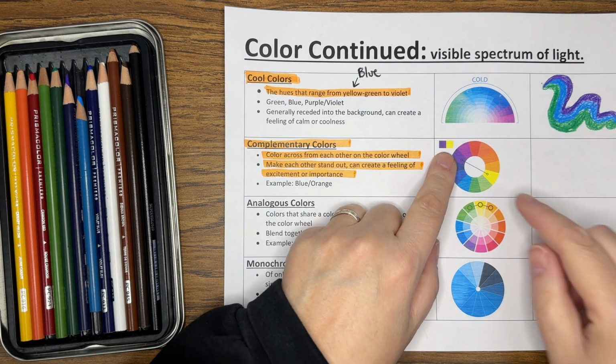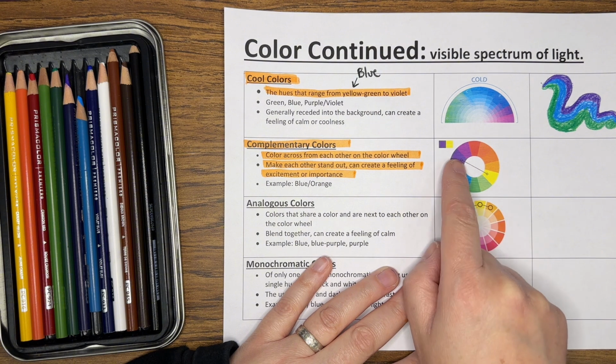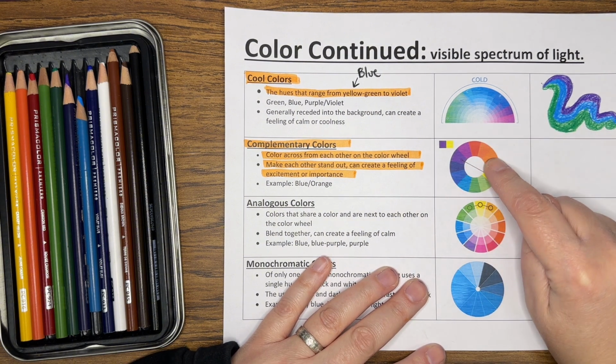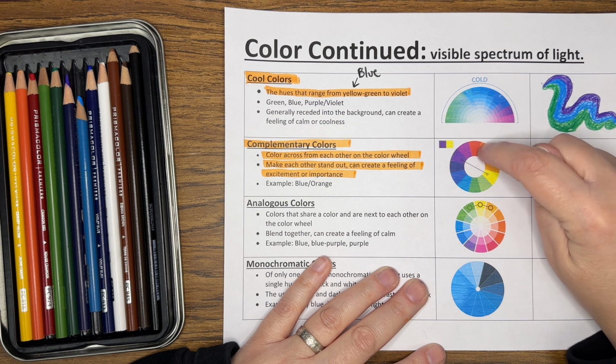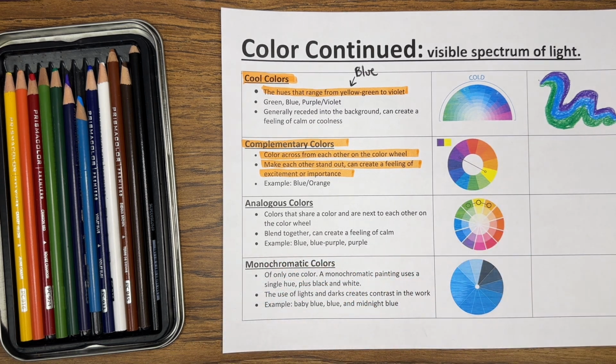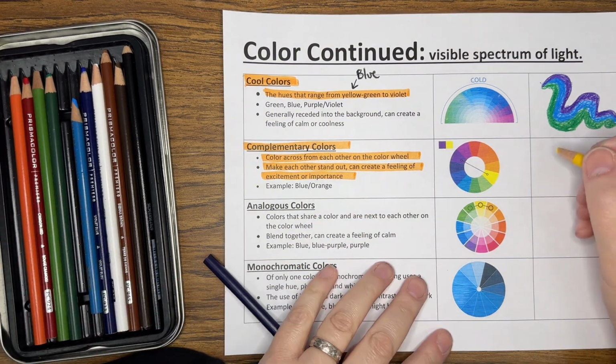So like here's a color scheme right here. So it has to be across on the color wheel. So purple and yellow, red and green, blue and orange. I mean, you could go for one of these colors and go in between. As long as it's across from each other, that's really going to make stuff stand out.